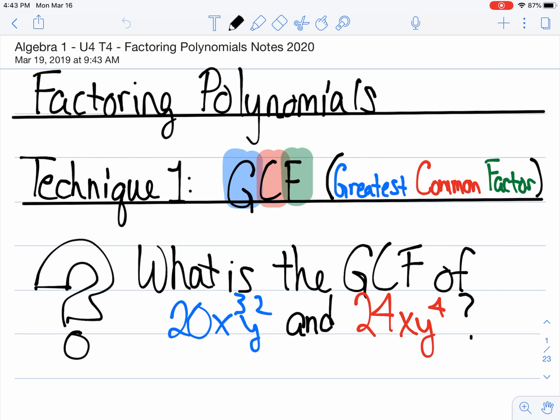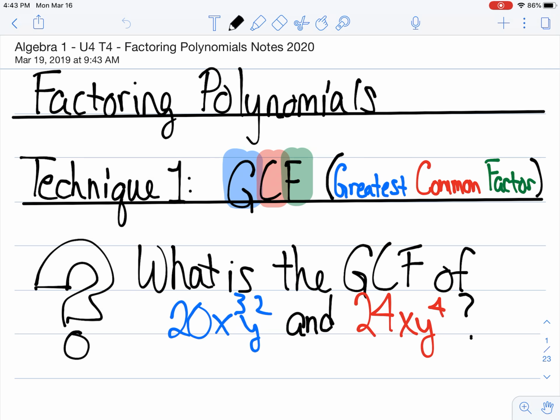And then at the very end of the topic, we're going to combine two or more of these techniques together in some cases and factor polynomials completely. And that means that all the factors that we receive don't have any GCFs or greatest common factors larger than 1. So we have several techniques to go over.